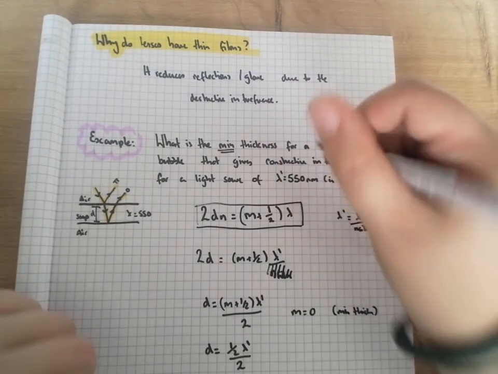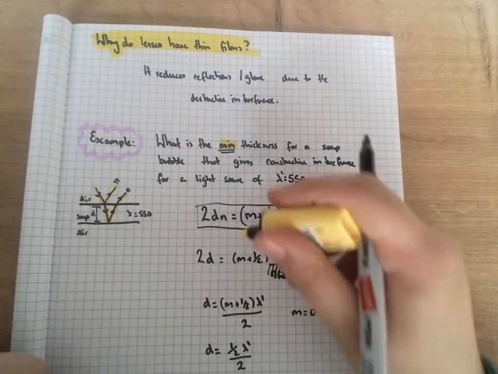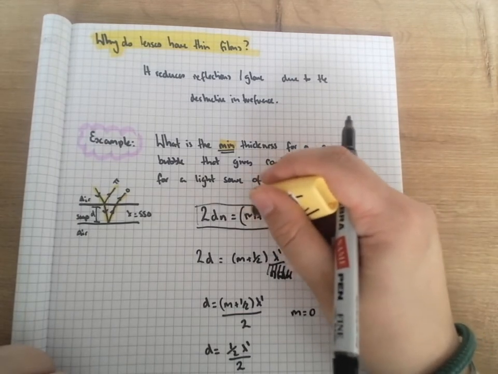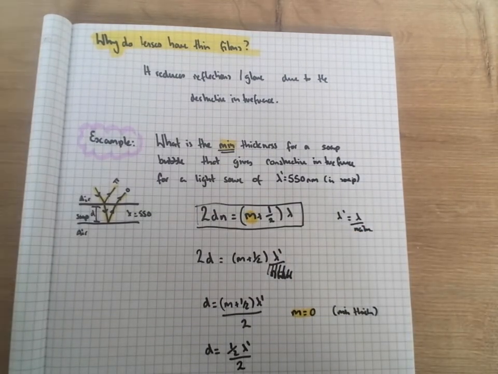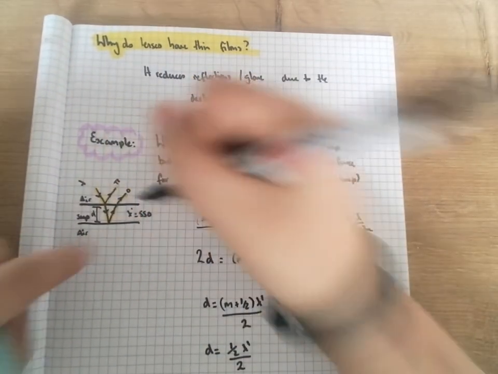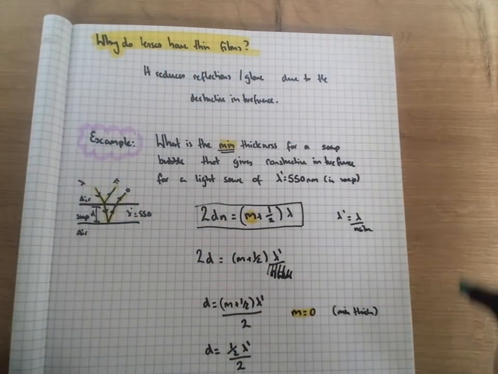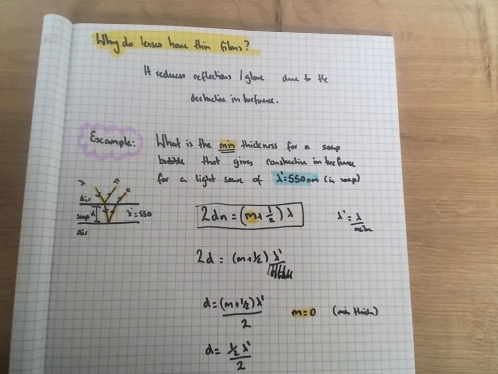Now, this time round, I'm going to look at what I've been given. I want to find out the minimum thickness. So I want to see the least amount of phase change happening. So I'm going to be looking at the smallest m possible. Okay, in this case, that's m is equal to 0. The other thing that I've been given here is I've not been given this lambda. I've actually been given the lambda dash, the lambda inside. So the lambda inside of the soap.